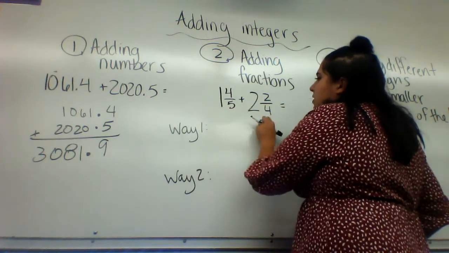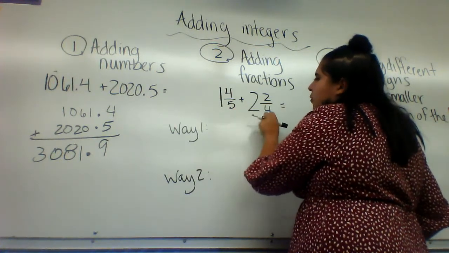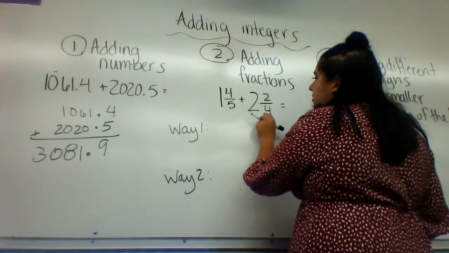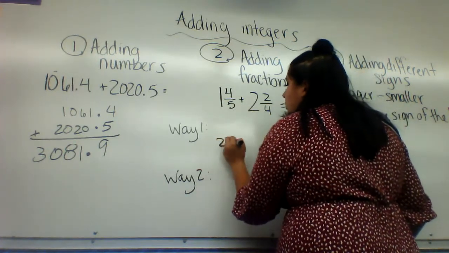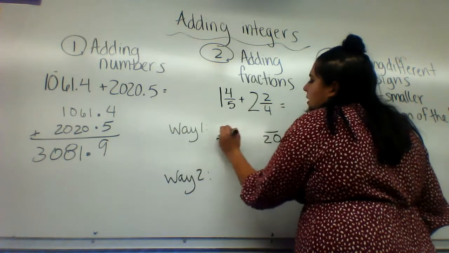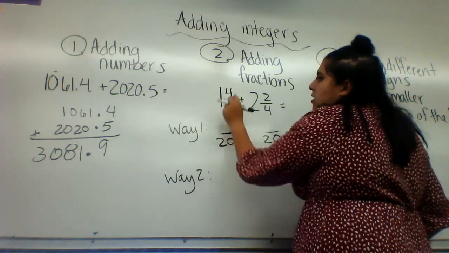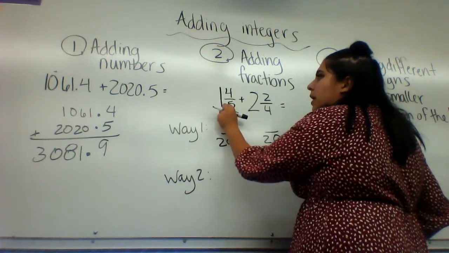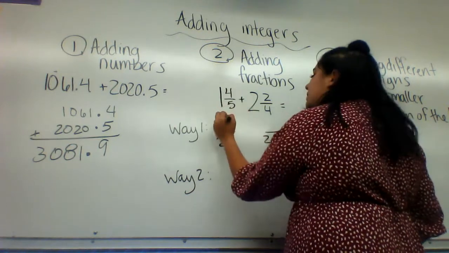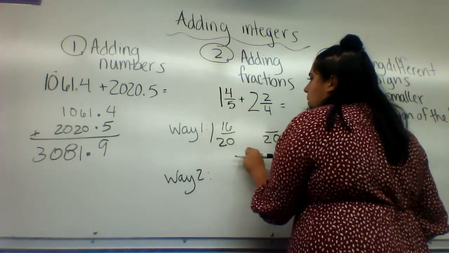So 5 and 20, we would just multiply the 5 and the 4 to make a common denominator. So 5 times 4 is 20. So both of them are going to be 20. And when I multiply to the bottom, I have to apply to the top. So when I get 5 to 20, that's multiplying by 4. So 4 times 4 is 16. And I'm going to keep that whole number.